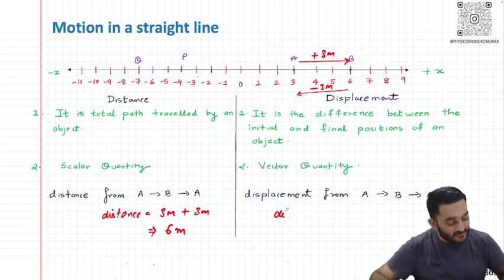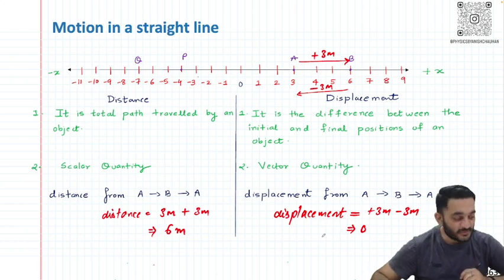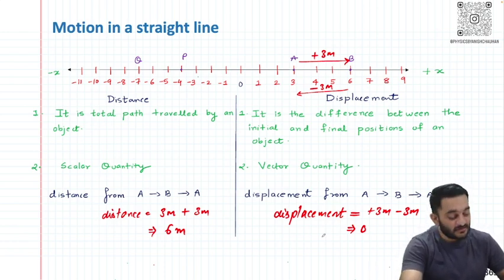So if I calculate my displacement for this particular journey, A to B was plus 3 meter, then B to A is minus 3 meter. That means the displacement for this particular path is going to be 0. This is a very important concept, because that is the reason we have said that vector quantities are the ones which are always written with plus or minus sign.